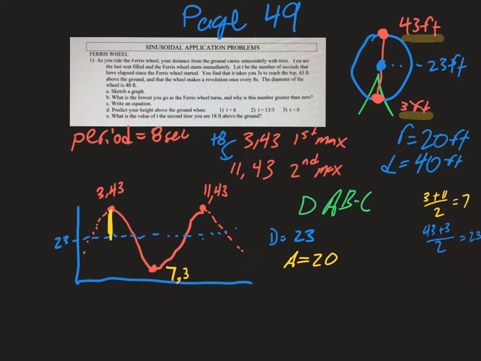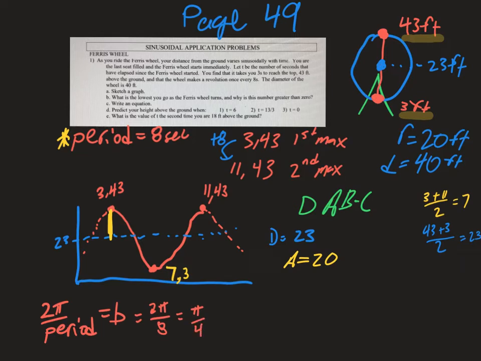So B, remember, we can do 2 pi over the period to get my B value. Well, what's the period for this graph? That's right, we said it earlier. It's actually 8 seconds, like we said right there. And that's just the time it took to complete a full revolution. So let's just plug that in, 2 pi over 8, or just pi over 4.